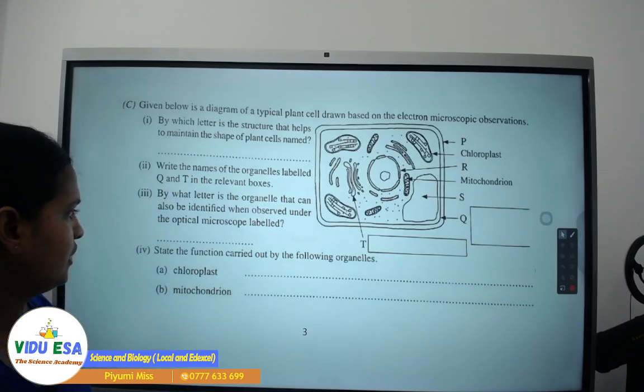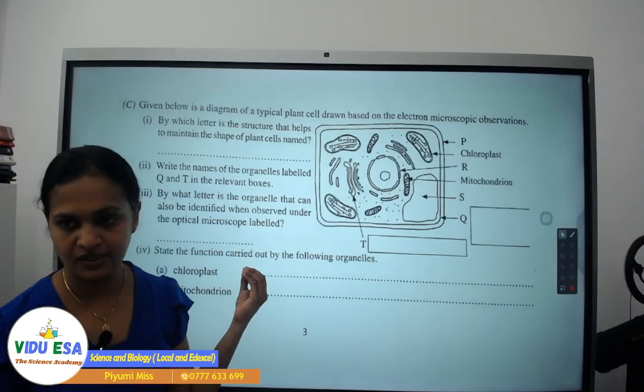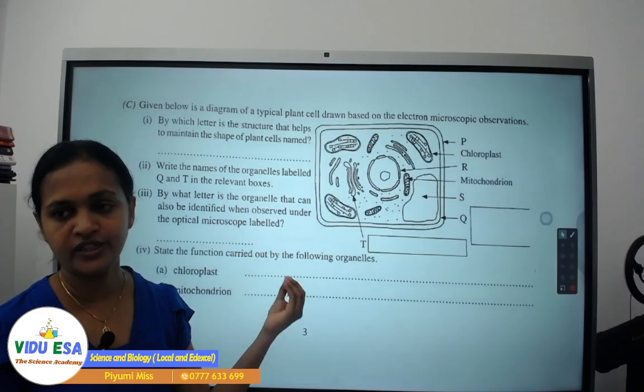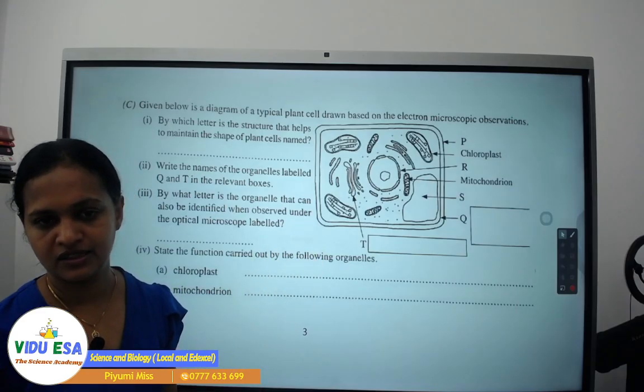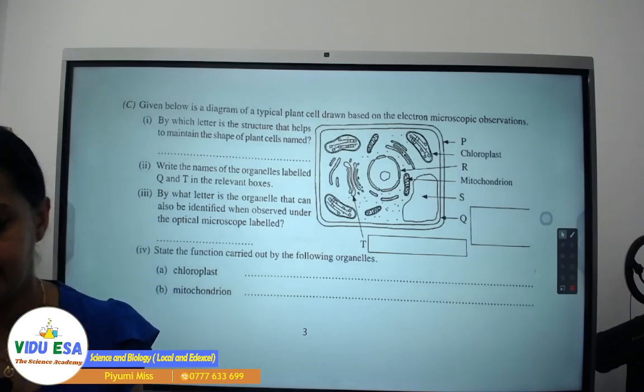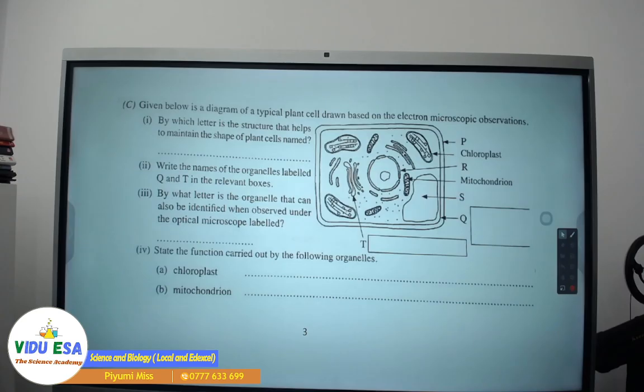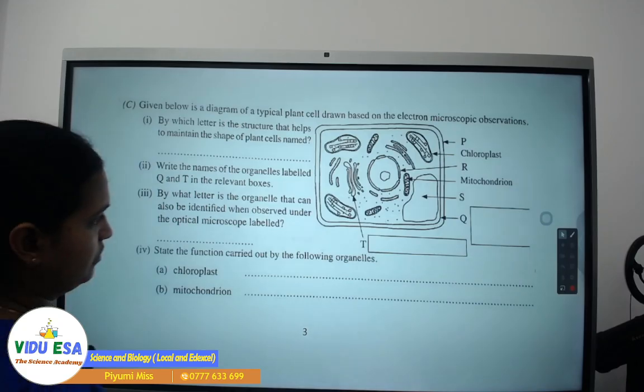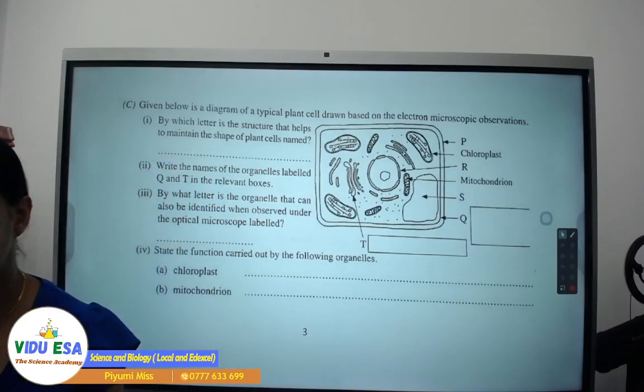State the function carried out by the following organelles. Chloroplast: producing food, or carrying out photosynthesis. Then mitochondrion: that is cellular respiration. 1 mark. Put marks out of 15.